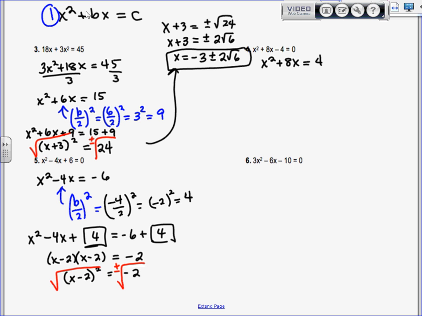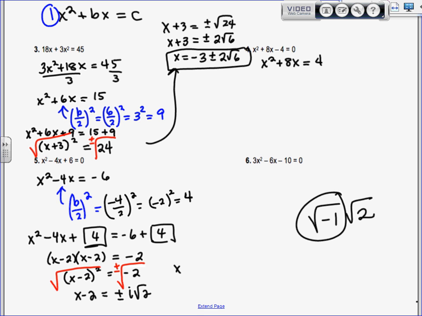So I have x minus 2 equals plus or minus the square root of negative 2. Now square root of negative 2, I really think of it as square root of negative 1 times square root of 2. And square root of negative 1, we learned in the last chapter, is i. So it's going to be i root 2. So I'm going to have i root 2 here. All right, and then I'm just going to add the 2 over. So I get x equals 2 plus or minus i root 2. And that's your solution. So 2 plus or minus i root 2.